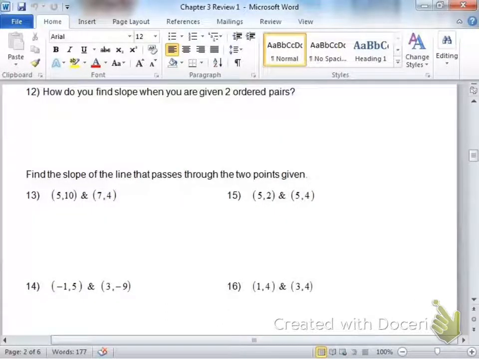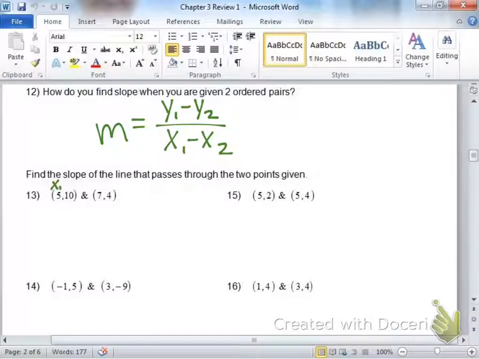Okay, number 12 is another one helping you study, helping you prepare to do the next section. It asks how you find slope when you're given 2 ordered pairs. This is where you subtract the y's on top, so y1 minus y2, and you subtract the x's on the bottom.